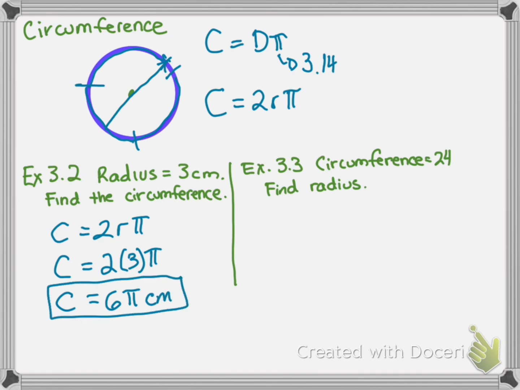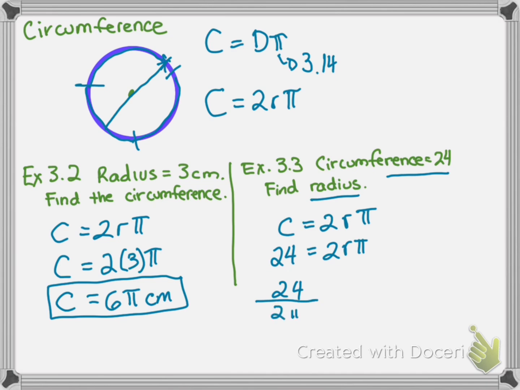Now in example 3.3, they give us the circumference and we have to find the radius. So in this case, it's the other way. Now we're going to use the same formula, 2r pi, but what they give us is the circumference. So the 24 goes here and then the 2r pi here. Now we have to leave the r by itself. So if we divide 24 by 2 pi, which is 3.14 times 2, 6.28, then we will find r, which approximately, if you put it in the calculator, is 3.82. So in this case, the radius is about 3.82.